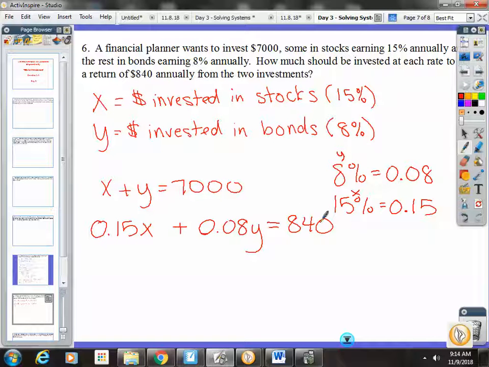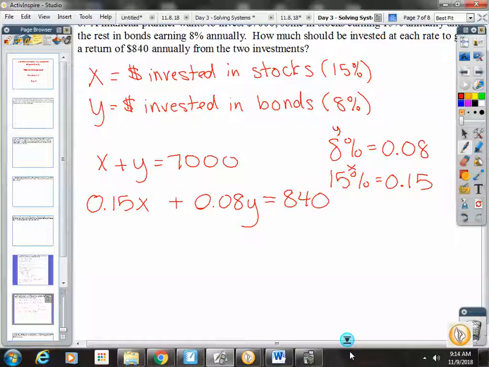Alright, we've got our 2 equations. At this point, you get to decide which method to solve, either substitution or elimination. Want to try substitution since we did elimination on the last one? I'm going to solve for y, so I'll subtract x. Y equals 7,000 minus x. I'm going to put that in for y in the second equation.